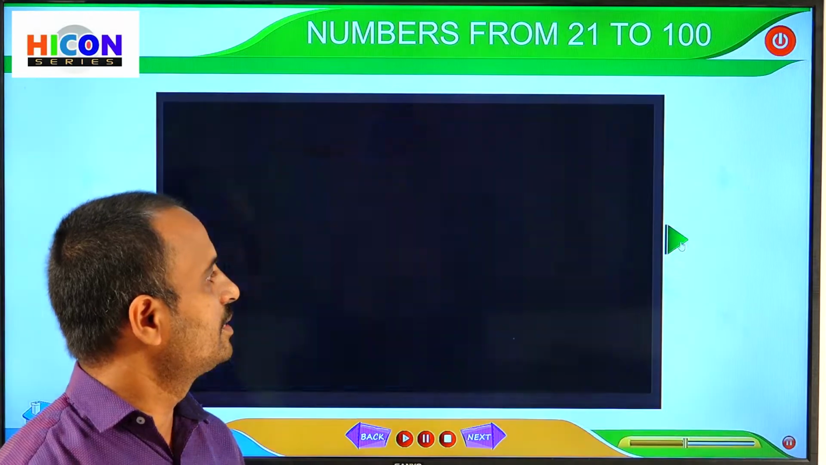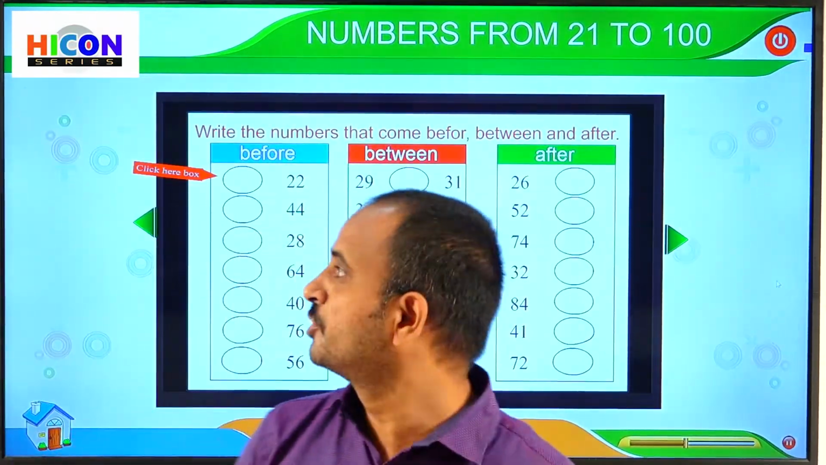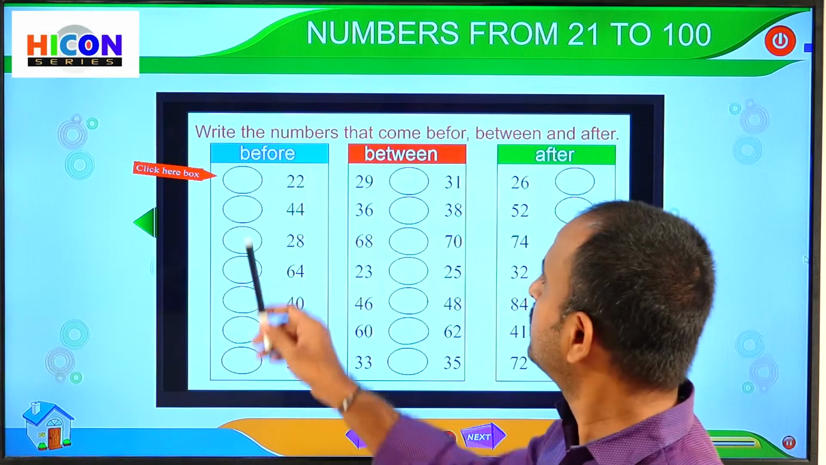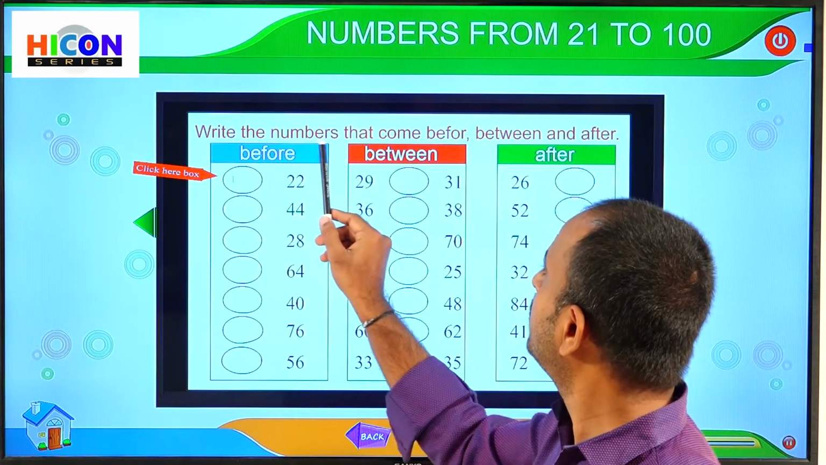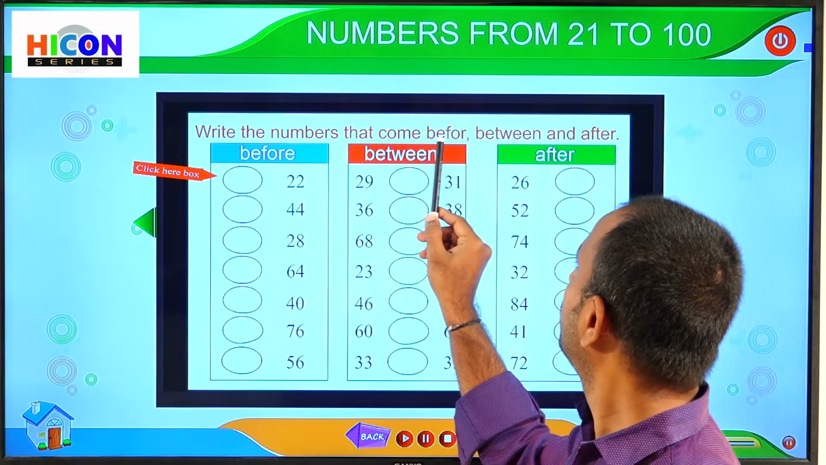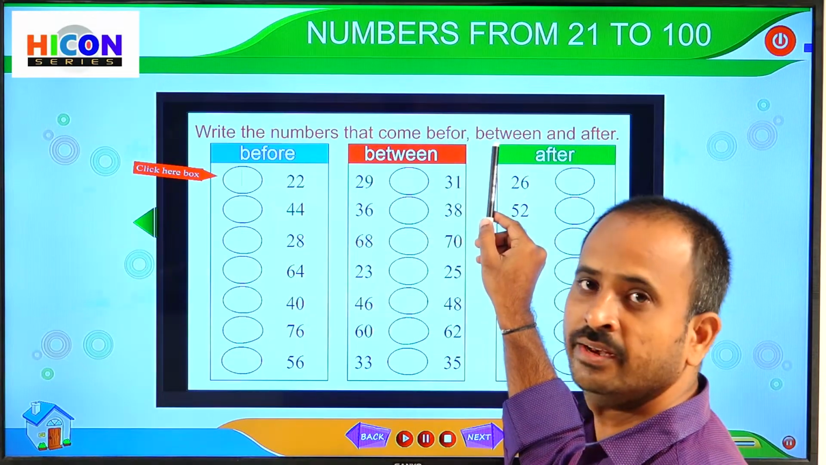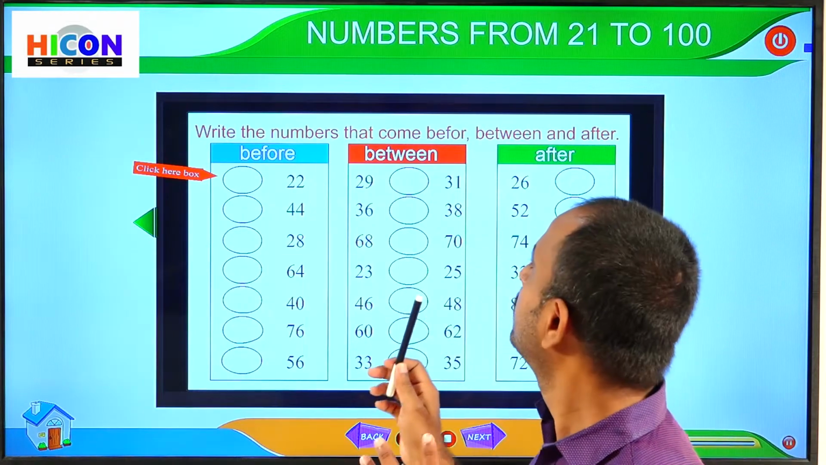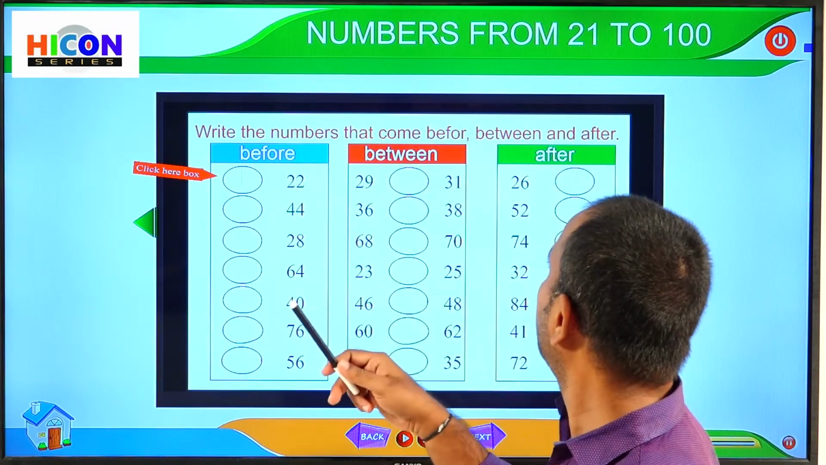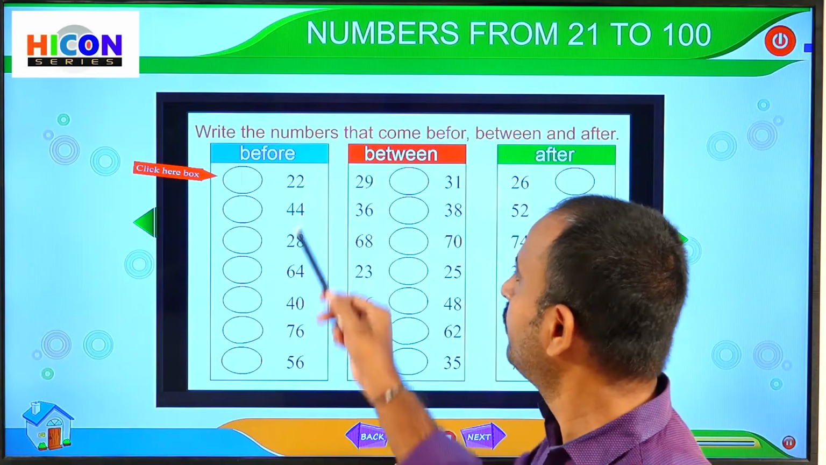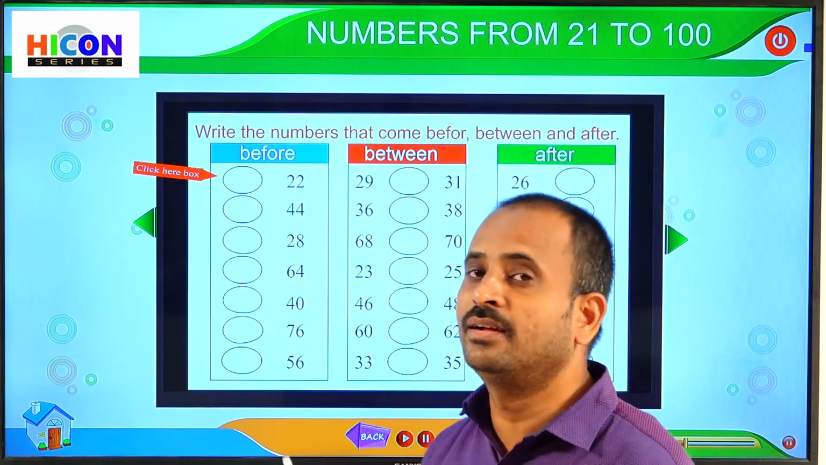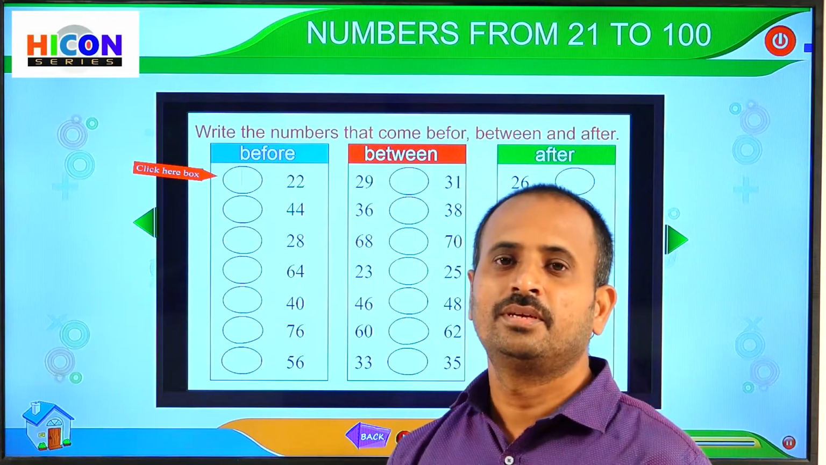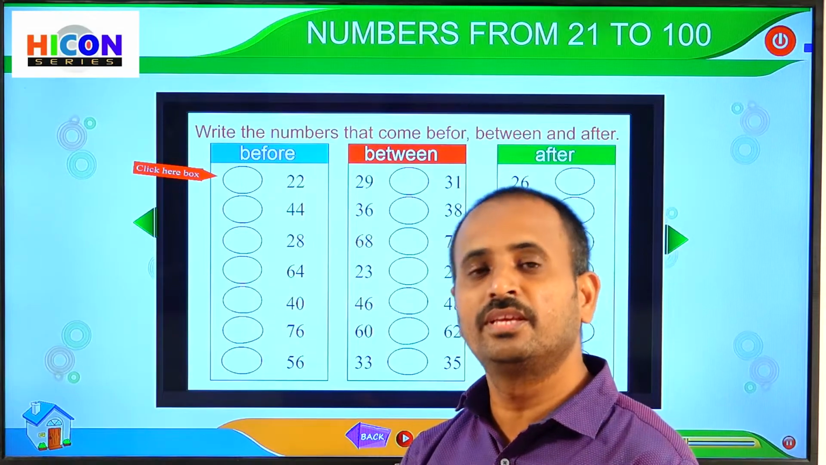So now let us enter the next part in this chapter. So children, see the next part. So what is the next exercise? Write the numbers that come before, between and after. So now we have to write the numbers which will come before, between and after the given number. You have already learned how to write the before numbers, how to write the between numbers, and how to write the after numbers for the given number.